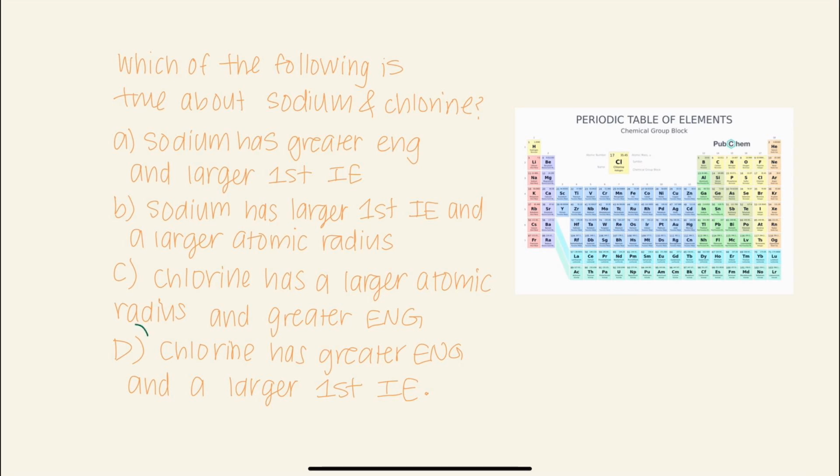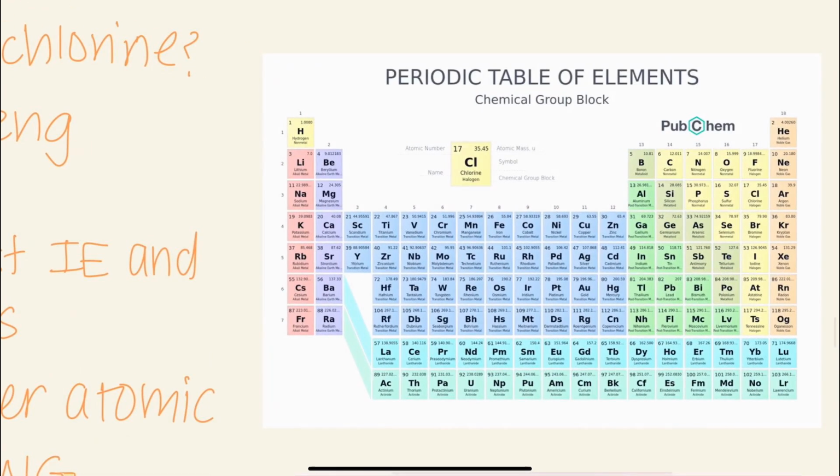If you got D, you are correct. Let's look through the answer choices, and you can skip through if you're confident about how you solved it. A says sodium has greater electronegativity than chlorine and also a larger first ionization energy. So let's locate chlorine and sodium on the periodic table.